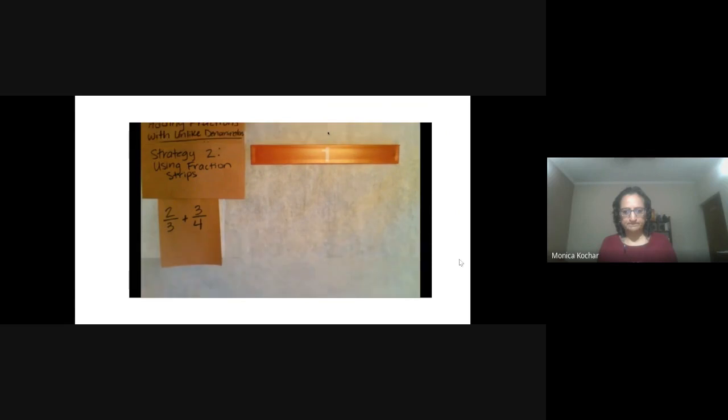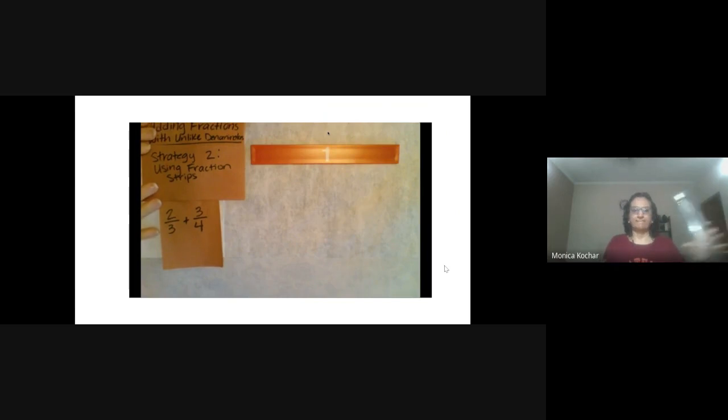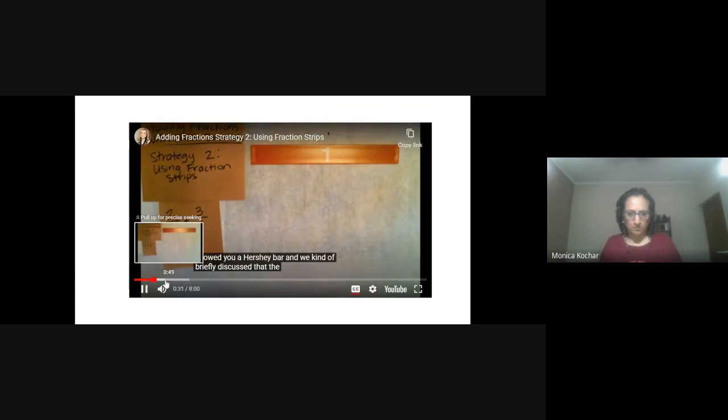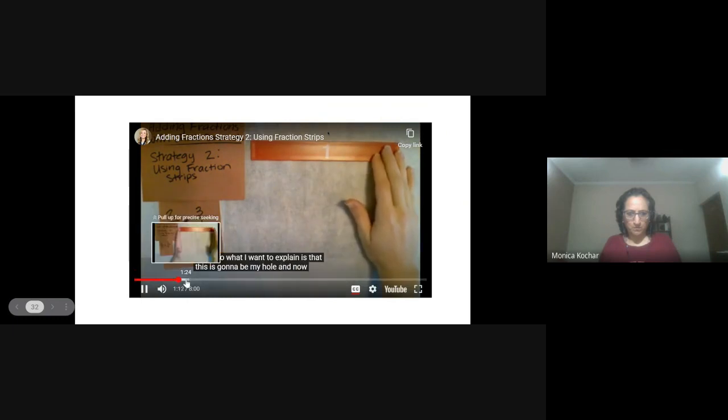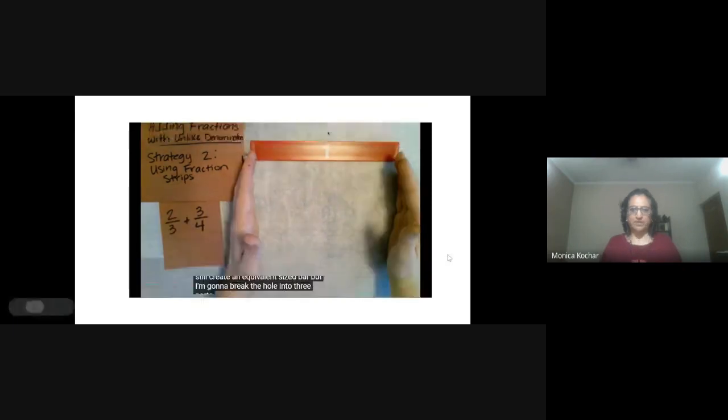Okay, welcome back. In this video, we're going to talk about a second strategy that we can use to add fractions with unlike denominators. And in this strategy, I'm actually going to be using fraction strips to demonstrate how this can happen. So in the last video, what we discussed was what a fraction actually is. And I showed you some Cheez-Its, I showed you a Hershey bar, and we kind of briefly discussed that the whole of a whole, if it's cut in, it's going to be my whole. And sized bar, but 3 becomes my whole into 3 parts.